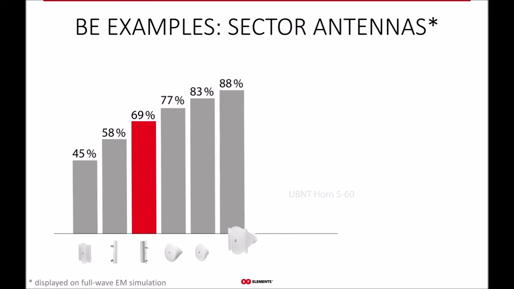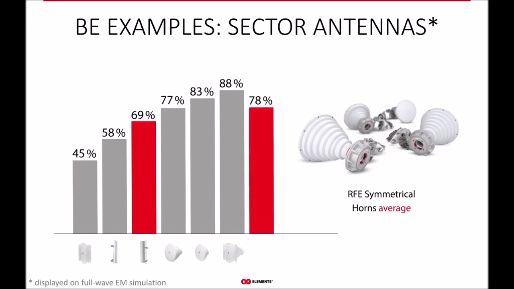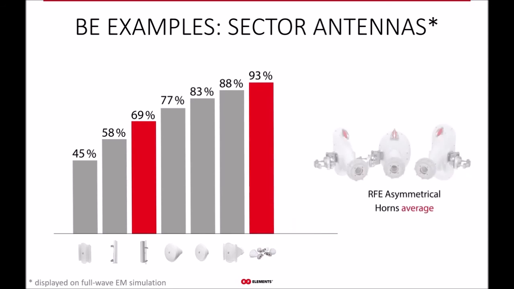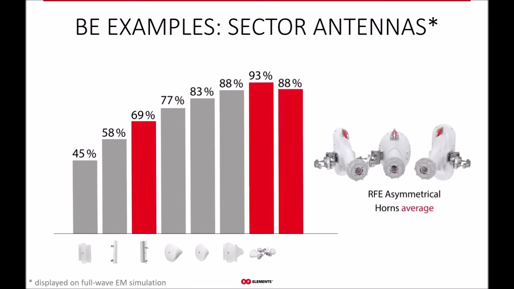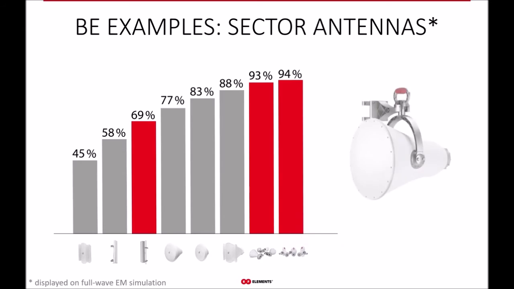With patch arrays, around 40% of the energy they radiate is in the side lobes. On the contrary, the horn sectors only have around 5% of the energy going into side lobes. See? As easy as that.